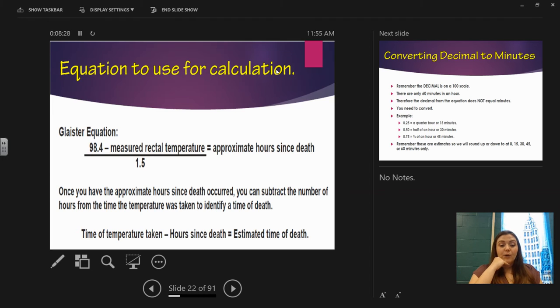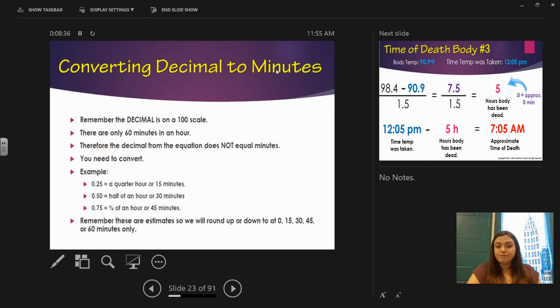So once you have the approximate hours since death, you take the time the temperature was taken and subtract off those hours, or count back those hours, and that is their estimated time of death.